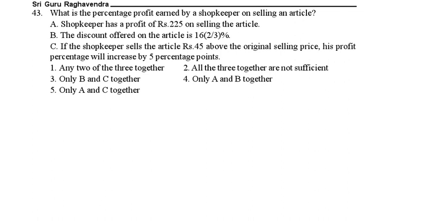What is the percentage profit earned by the shopkeeper on selling the article? So we have to calculate the profit percentage. First, what is the profit percentage formula? Profit percentage is equal to profit by CP into 100. So in order to calculate profit percentage, we need profit and cost price. If you have profit and cost price, you will get the answer.